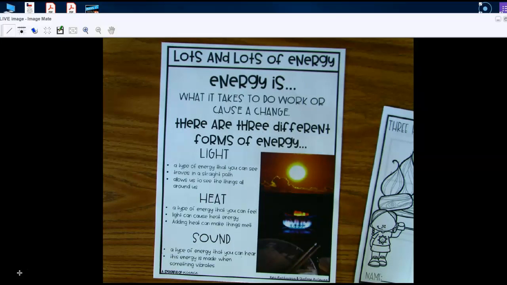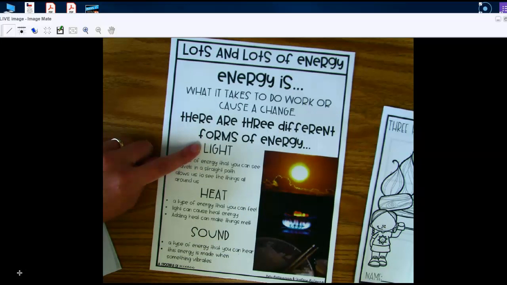When we're in a room, we get what's called artificial light that comes from our light bulbs, right? That's where your lanterns, if you're camping, those are artificial light, or a flashlight, or your phones that have a flashlight on them. Okay, so that's one form of energy.